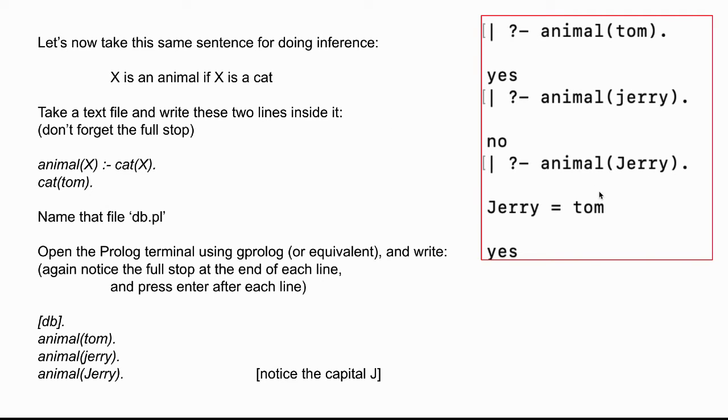What is interesting is this last one, where you have animal with Jerry inside, but where J is capital. So what Prolog is doing is that it is assigning the value of Tom to Jerry and then answering yes. Okay. Why did this happen? Because here your J was capital, and as I just mentioned earlier, in Prolog, anything that starts with a capital letter or an underscore is considered to be a variable and not an atom. So you need to be very careful with capital letters and small letters, because Prolog is case sensitive and the meaning changes completely.